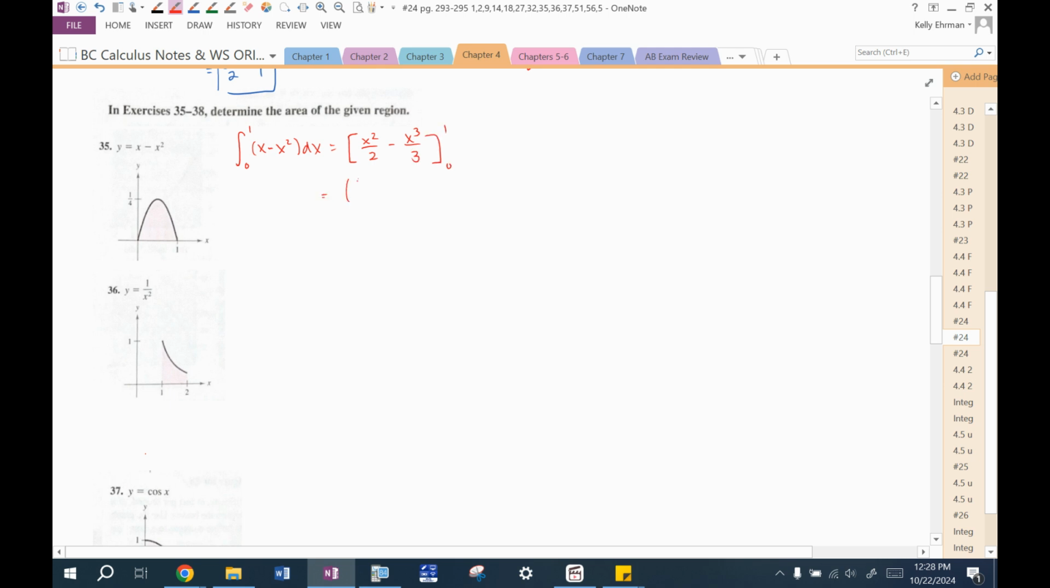Plug in 1 first, you get 1/2 minus 1/3. Plug in 0, you get 0 minus 0. I always like to show that to myself just to verify, because sometimes there's a trig term or there's something that doesn't just calculate out to 0 when you plug 0 into it. So it's worth writing down. 1/2 minus 1/3, so that's 3/6 minus 2/6, that's 1/6.